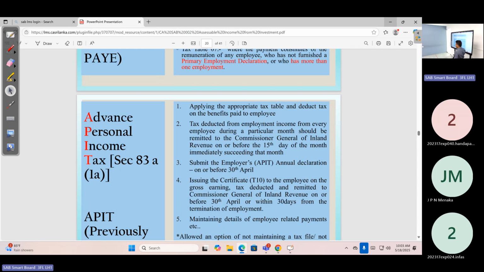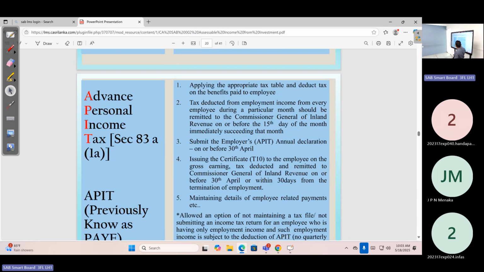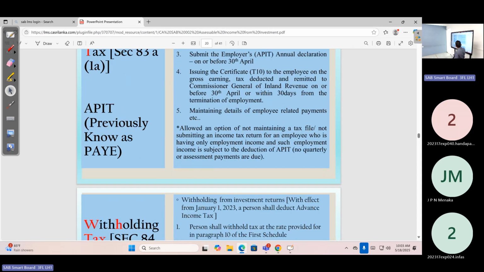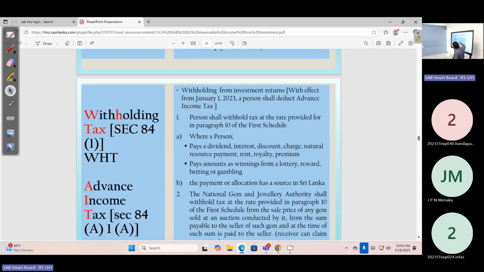Right, so by 30th April, or within 30 days from the termination of the employee or business shutdown from that date. Maintain the details of employee-related pay. So then this is our part.